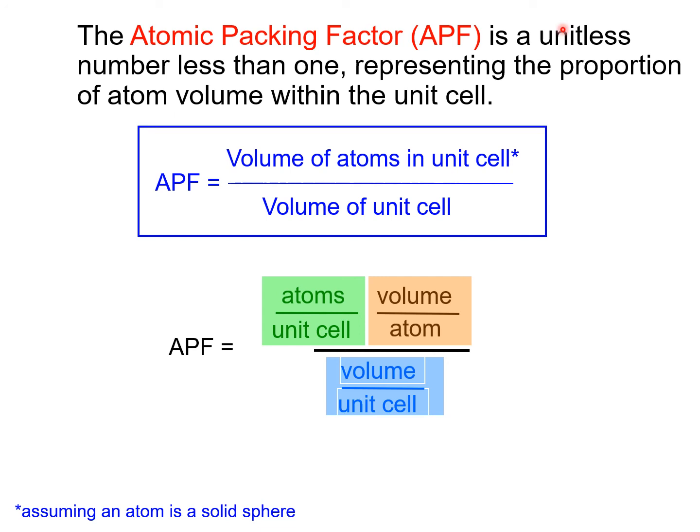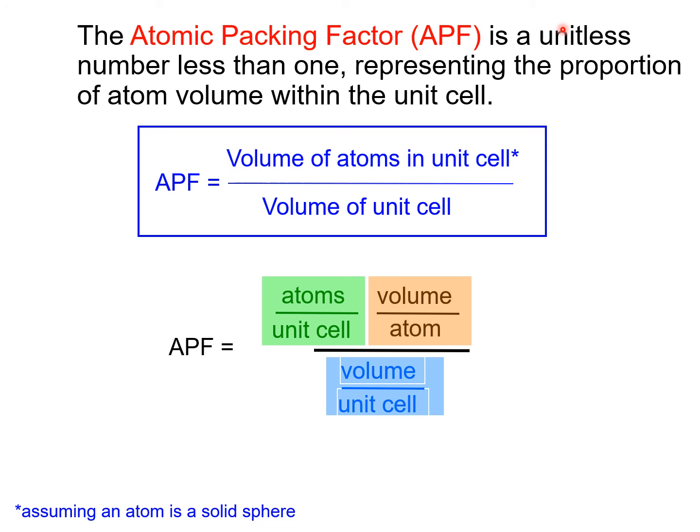Do you remember when I said we were going to need four pieces of information to fully define our model? Well, here's where we start to need three of the pieces of information. We're going to define the atomic packing factor, or APF, as a unitless number less than 1 that represents the proportion of atomic material, the volume of that material within the unit cell. So the APF is the volume of atoms in the unit cell, and we divide this value by the volume of the unit cell itself.